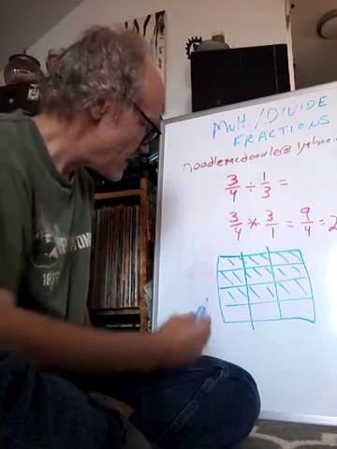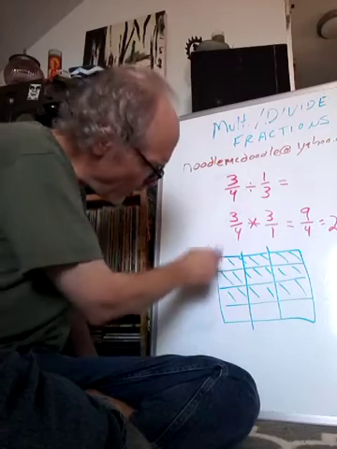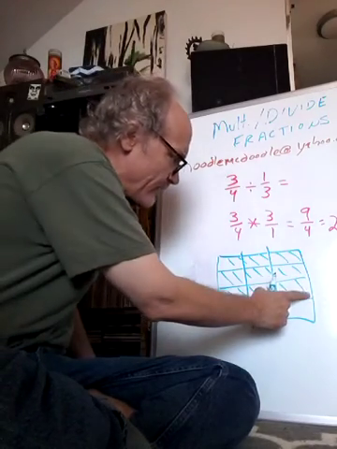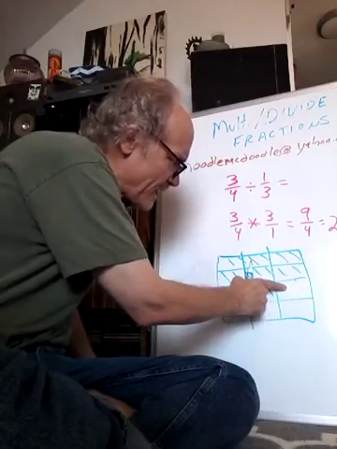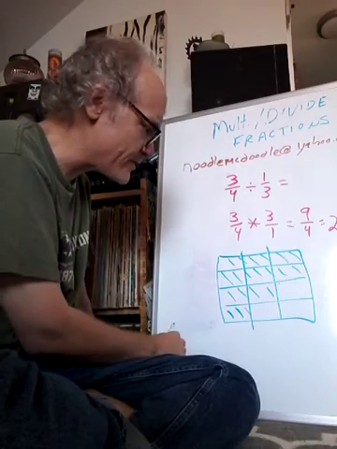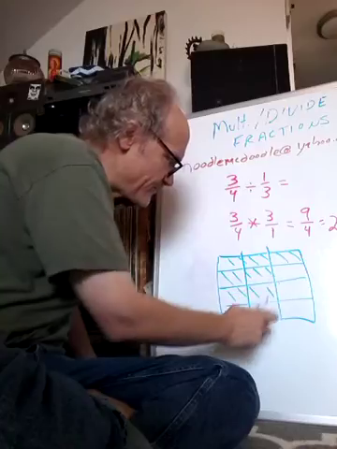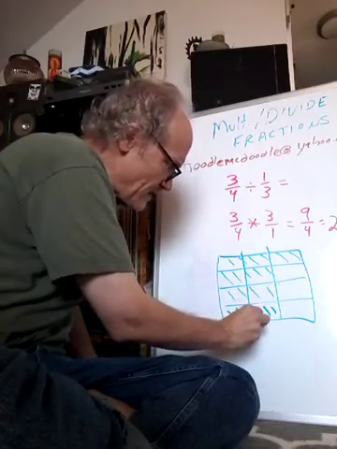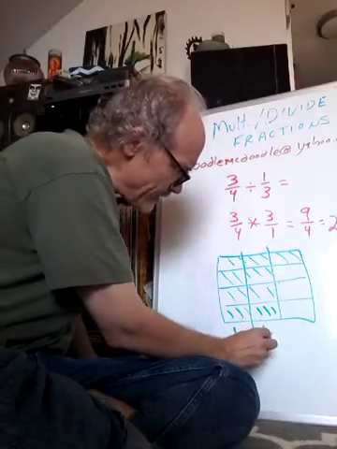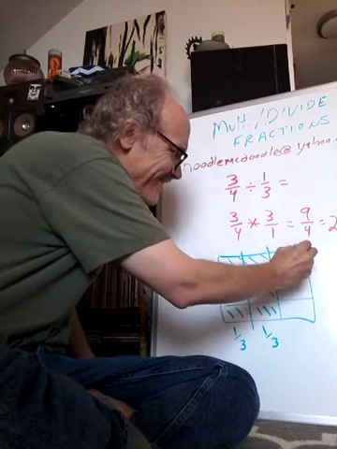Okay. This whole column here is a third, right? But it's not full. So I want to fill it. So I'm just going to move this block over here to fill it. Now I have a third. And then I'm going to fill this block here. Now I have a third. I have a third here. I have a third here. And then I have a fourth of a third here.